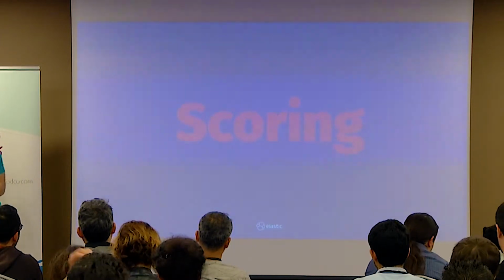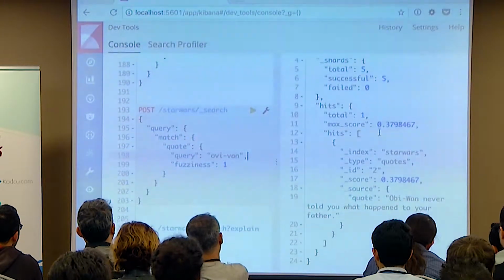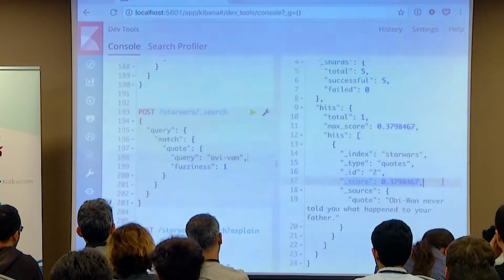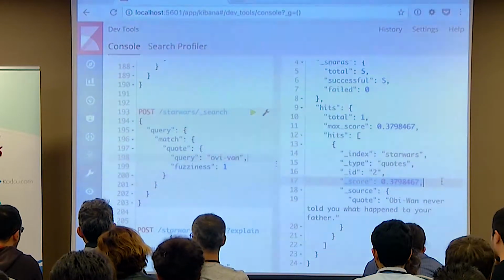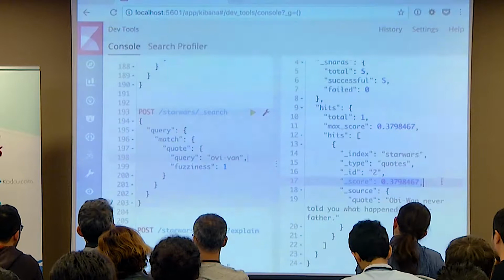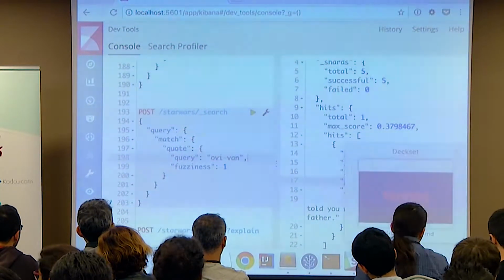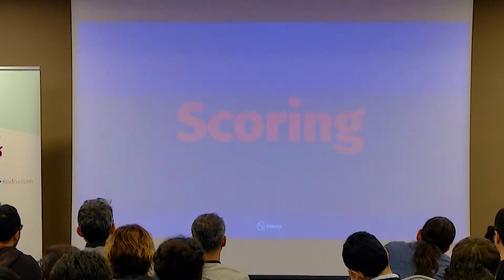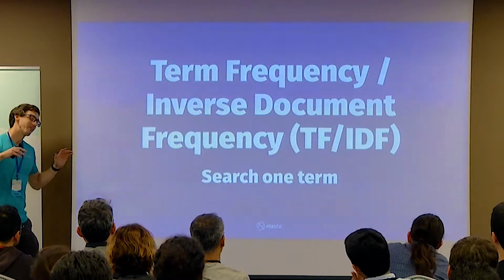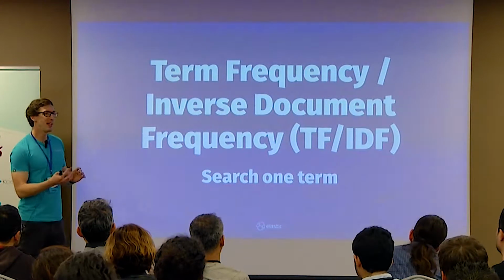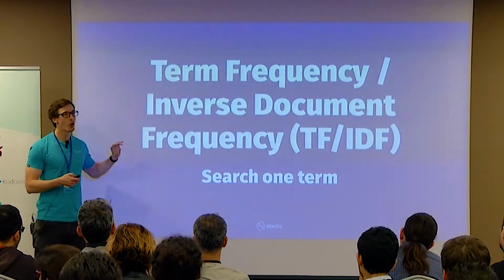The other thing which we have pretty much ignored so far, if I switch back to that again, is that we always have this score thingy here, which has a very weird value. That is basically the quality attribute of how well what you have searched for matches what you had in your documents. How to calculate that is the scoring. The general idea behind it is TF-IDF, term frequency inverse document frequency, if you search for one term.